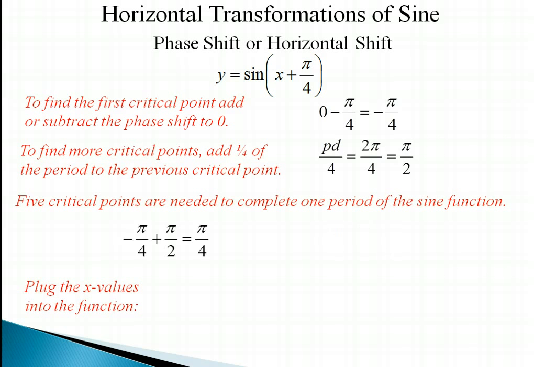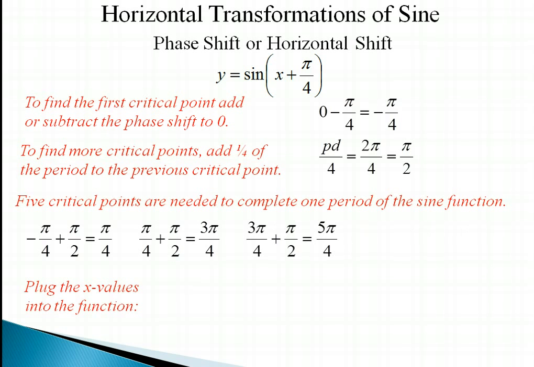Alright, so our starting point in this case is at negative pi over 4. So we're going to add pi over 2 to that, and our new critical point is going to be at pi over 4. Then we're just going to add pi over 2 again, and we get 3 pi over 4. Add another pi over 2 and we get 5 pi over 4, and our next one is 7 pi over 4.